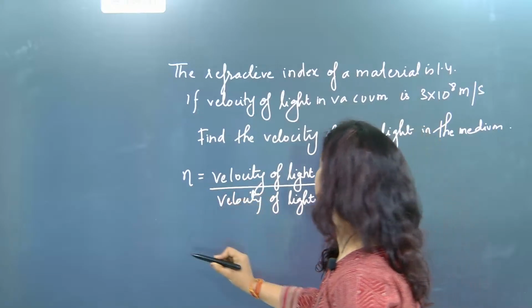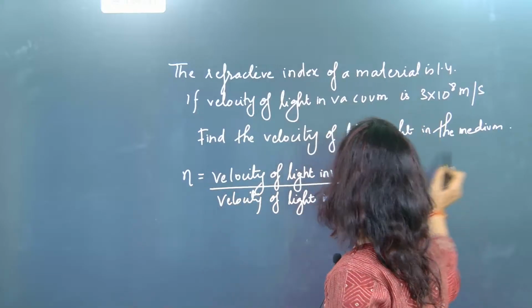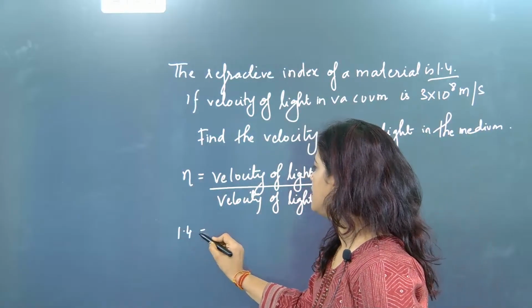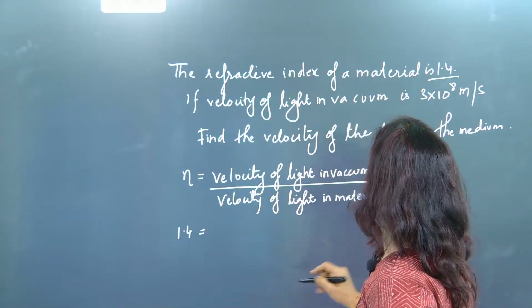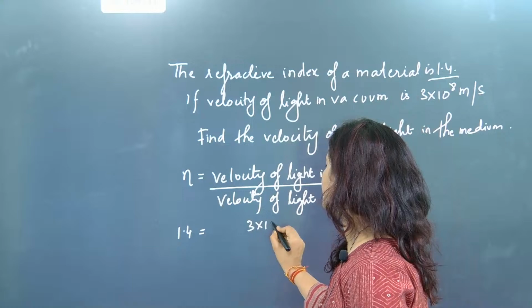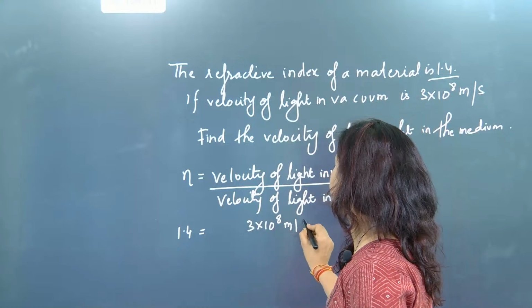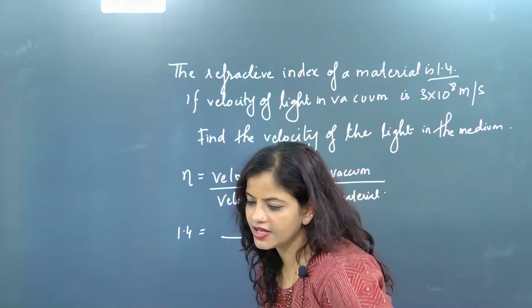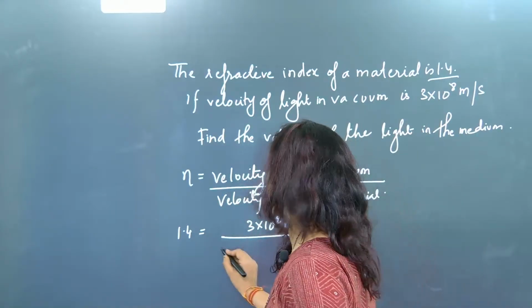So here refractive index is coming as how much, beta? Refractive index given is already 1.4. Now velocity of light in vacuum is what? 3 into 10 to the power 8 meter per second. Now what we need to find is velocity of light in material. Very good.